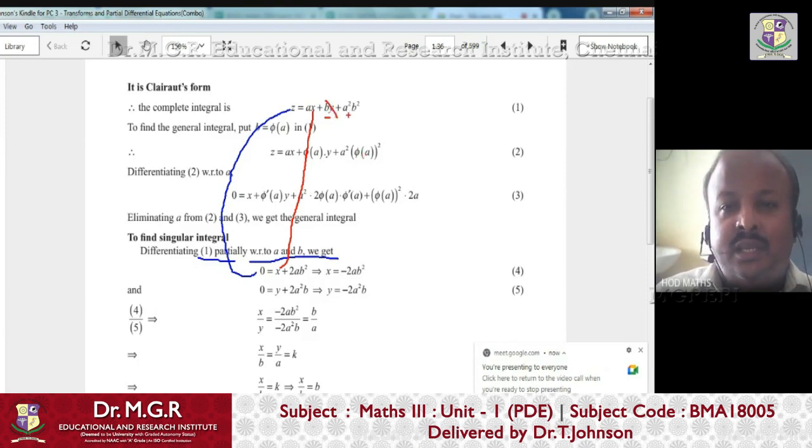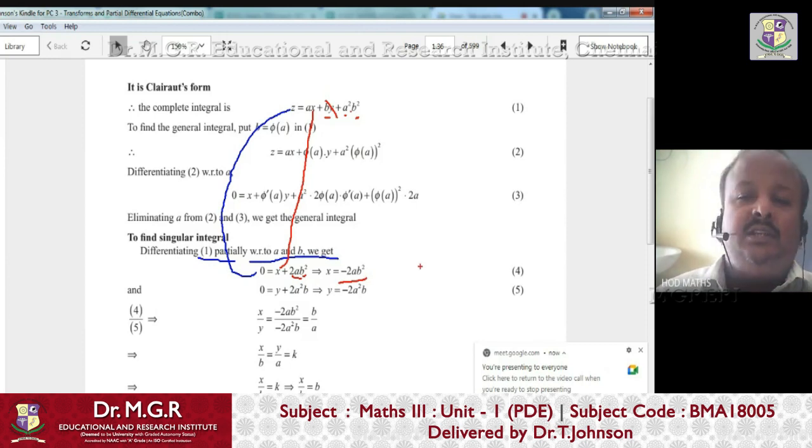And then a square into b square. Here b square is considered a constant, but it is in a product, so b square stays as it is. And the differentiation of a square is 2a, right? So from this, we can get a relation: x is equal to minus 2ab square. x is equal to minus 2ab square, right?